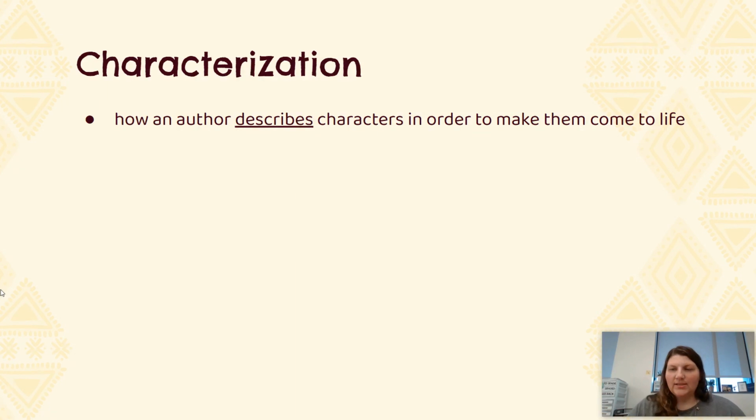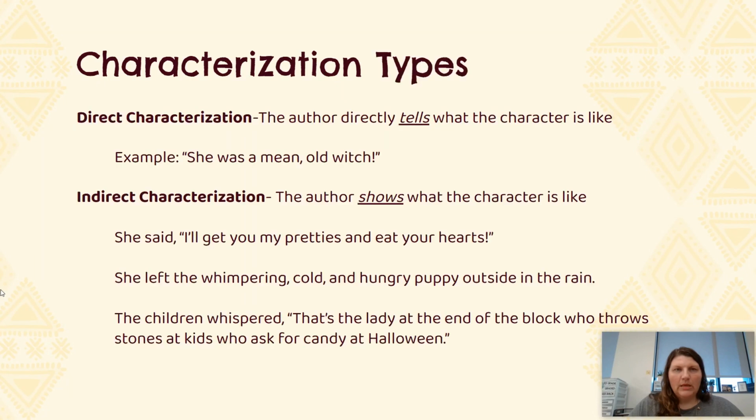So what are the ways that an author tells us about what the character's doing, what they're like, in order to make them a fully fleshed out character? We've got two types of characterization: direct characterization and indirect characterization. In direct characterization, the author directly tells us what the character is like, whereas indirect, the author is showing us what the character is like. Let's take a look at these examples.